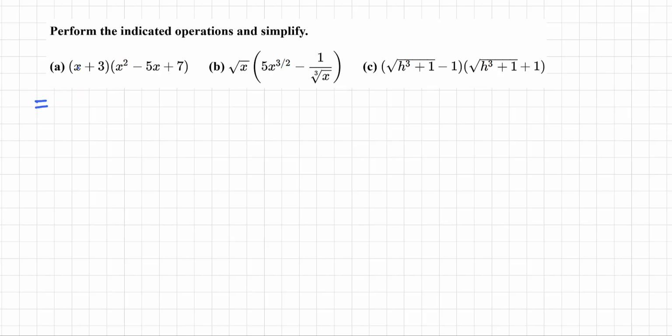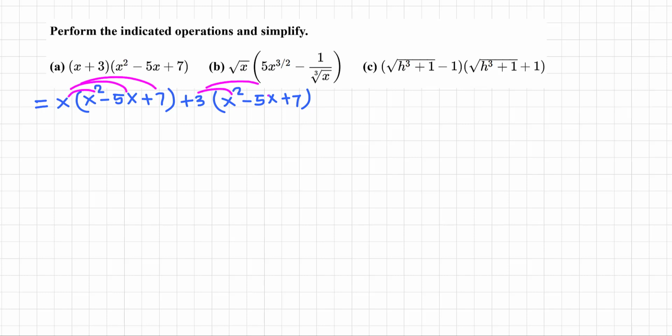So this is x times everything, x times x squared minus 5x plus 7, and plus 3 times everything, x squared minus 5x plus 7. Now we distribute, x times everything, 3 times everything. Now we do more distribution. X times x squared is x cubed, minus 5x squared, x times 7 is 7x, plus 3x squared, 3 times negative 5x is minus 15x, plus 3 times 7 is 21.